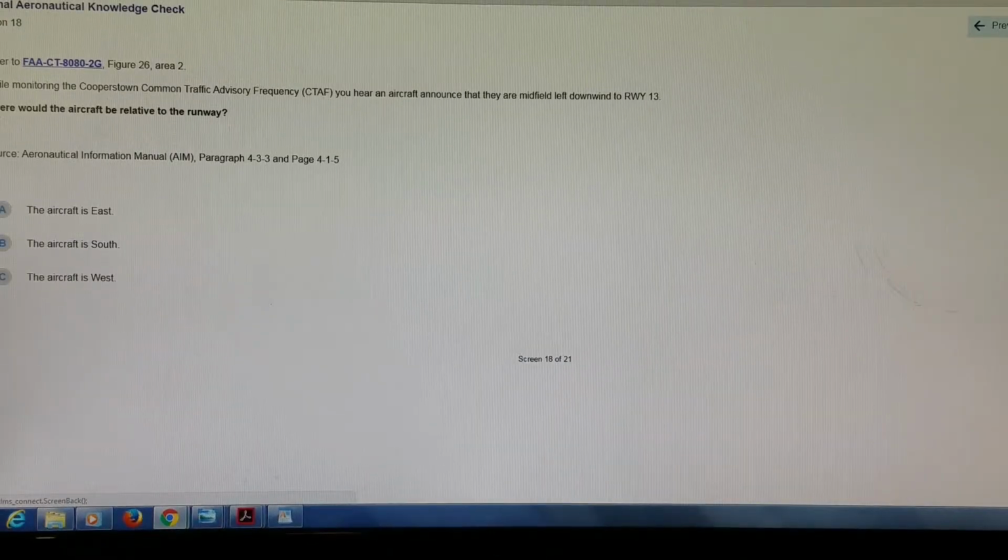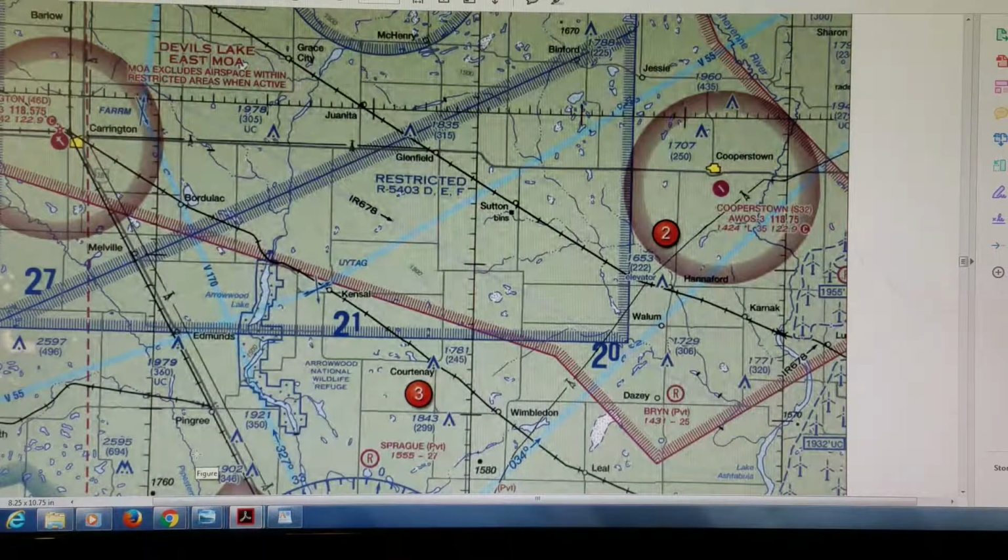Yeah, because the question would be something like, while monitoring Cooperstown Common Traffic Advisory Frequency, you hear an aircraft announce that they are midfield left downwind to runway 13. So generally it gives the runway identification. And the question would be, where would the aircraft be relative to the runway? So let's look at this over here.